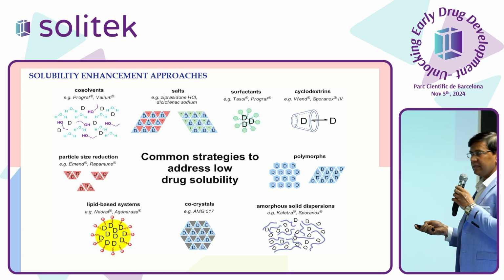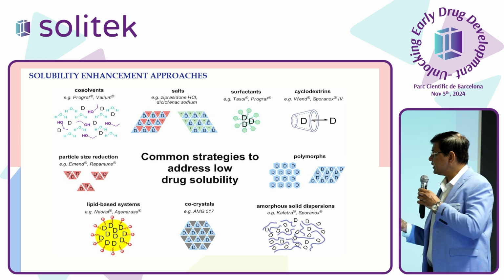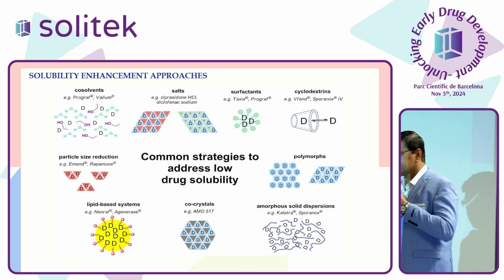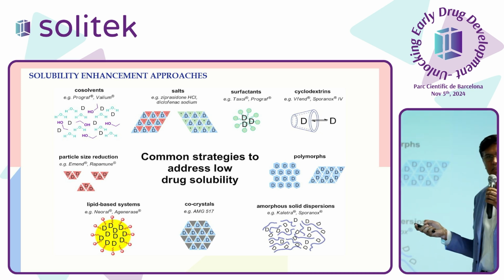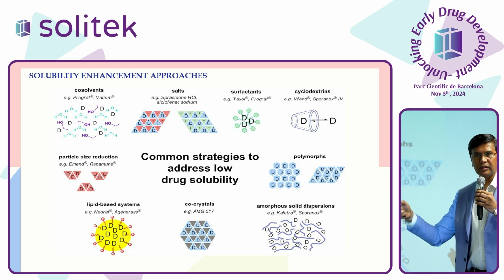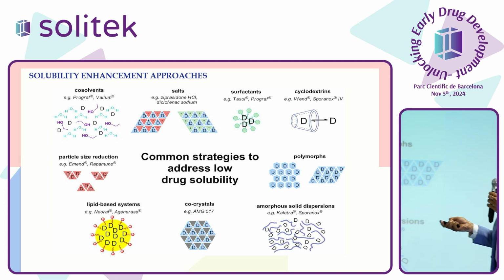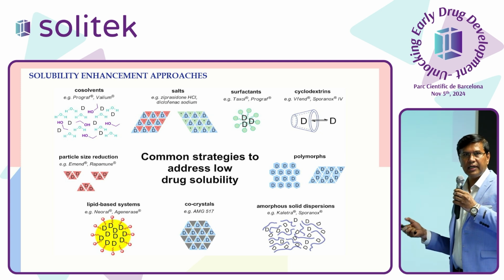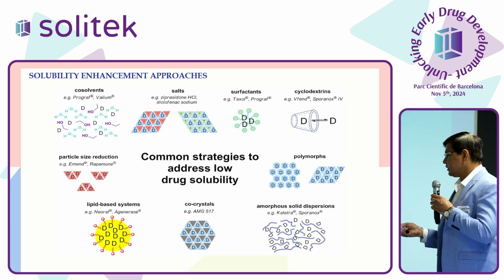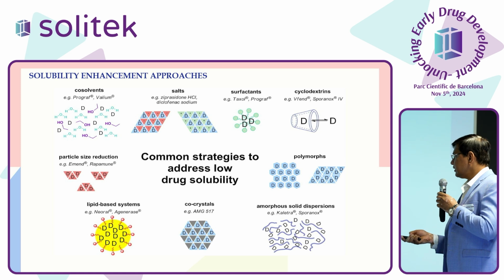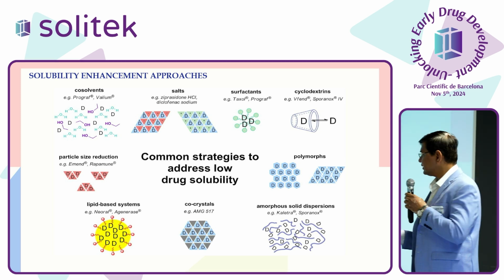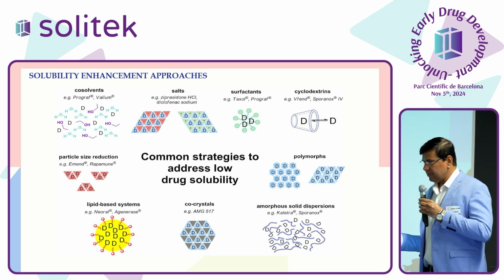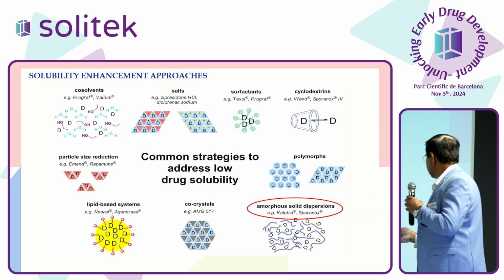Then the most common and easiest method that people go for is particle size reduction, maybe micronization of the API, or size reduction by nanomilling. For example, Emend is based on nanomilling technology, and they are spraying it on the pellets. This is one particle size reduction example. Polymorphs: you can change the polymorph and select which polymorph is stable. Then there are lipid-based drug systems, where Neoral and Agenerase are classic examples developed using lipid-based systems, and co-crystals. But here my major focus will be on amorphous solid dispersions.